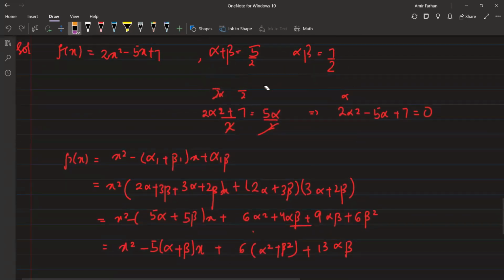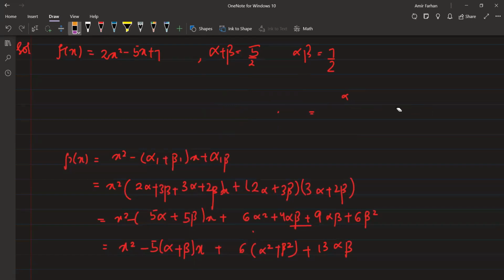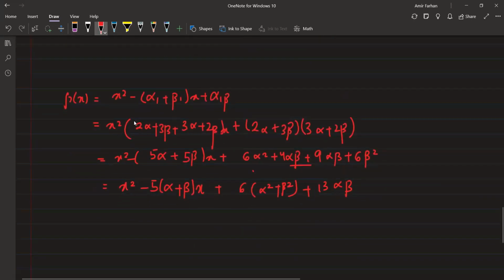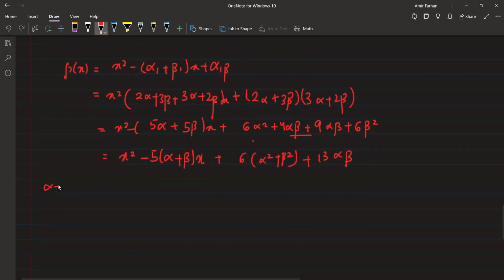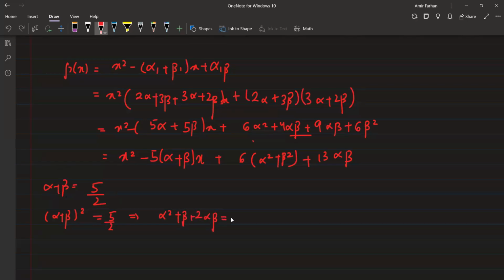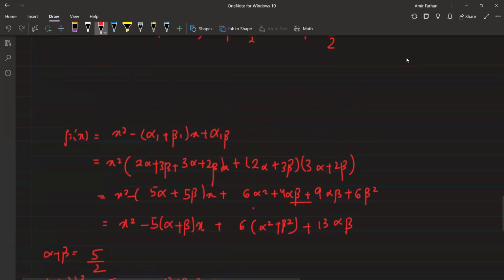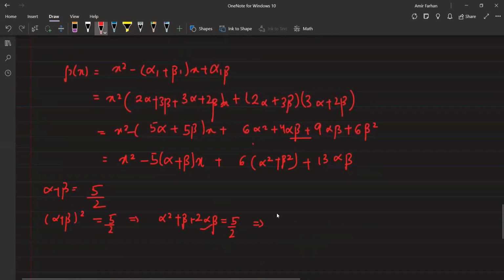So I've told you the first approach. That was the correct approach. Now I am solving. So I got alpha plus beta was 5/2. Square both the sides. Alpha plus beta whole square equals (5/2) square. If you square both the sides, you will get alpha square plus beta square plus 2 alpha beta equals 25/4. What is the value of alpha beta? 7/2. Yes or no?